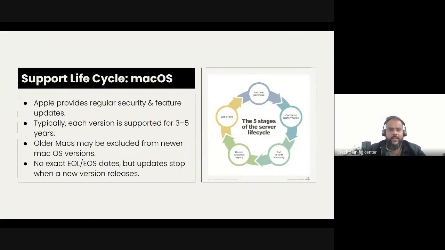Support lifecycle for macOS. Apple provides regular security and feature updates. Typically, each version is supported for 3 to 5 years. Okay, it's not like Windows where it's 10 years. Typically, Apple is 3 to 5 years. Older Macs may be excluded from newer macOS versions. There are no exact EOL or EOS dates, but updates stop when a new version releases.